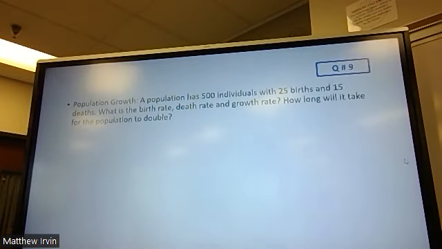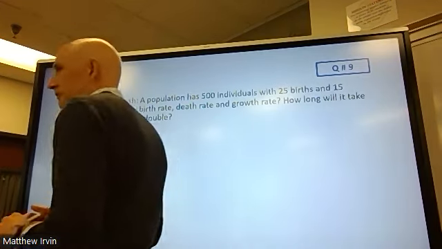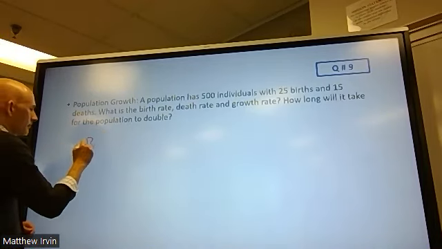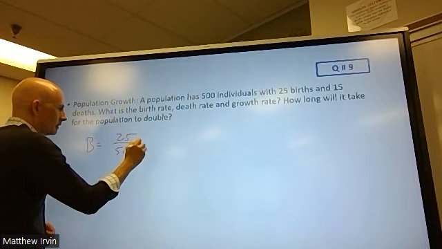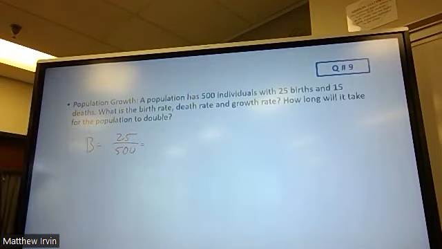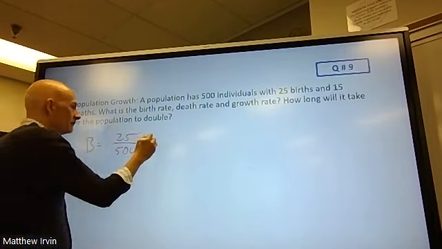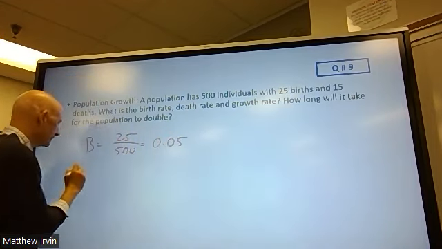All right, so some quick practice calculations. So a population has 500 individuals with 25 births and 15 deaths. So we want to calculate the birth rate, the death rate, and the growth rates, and then how long it will take for the population to double. So simply, how do we calculate the birth rate? 25 over 500. That is 0.05.